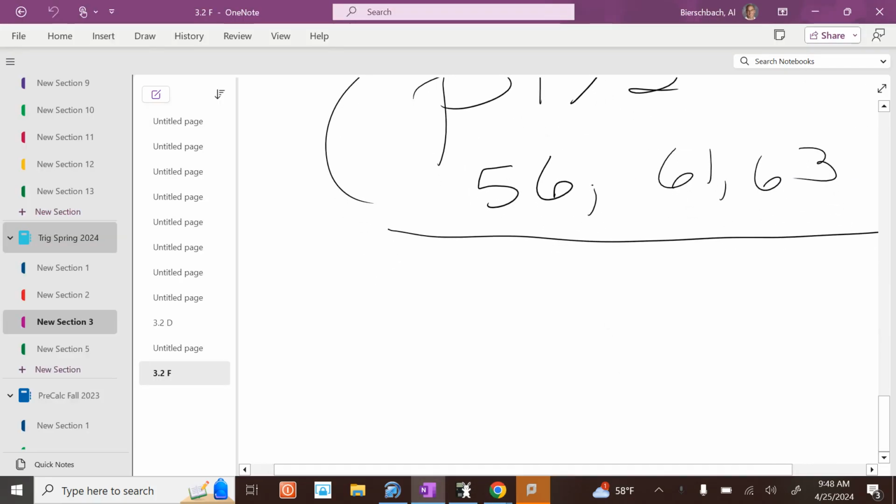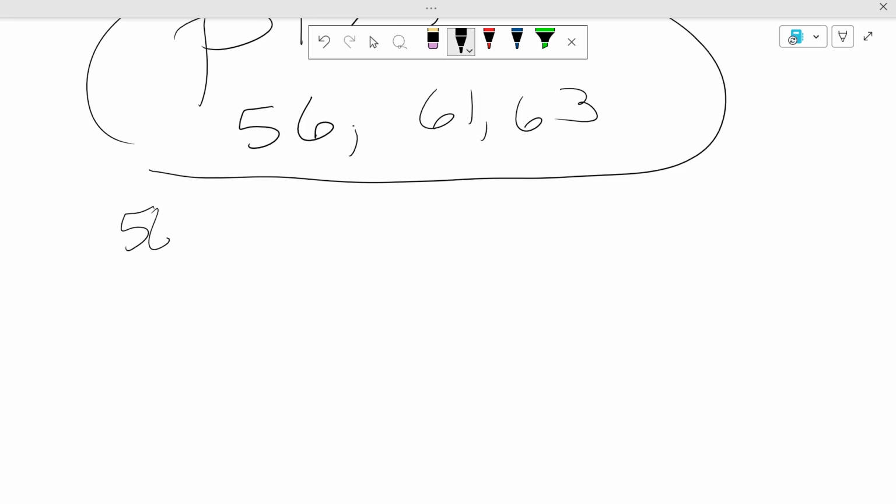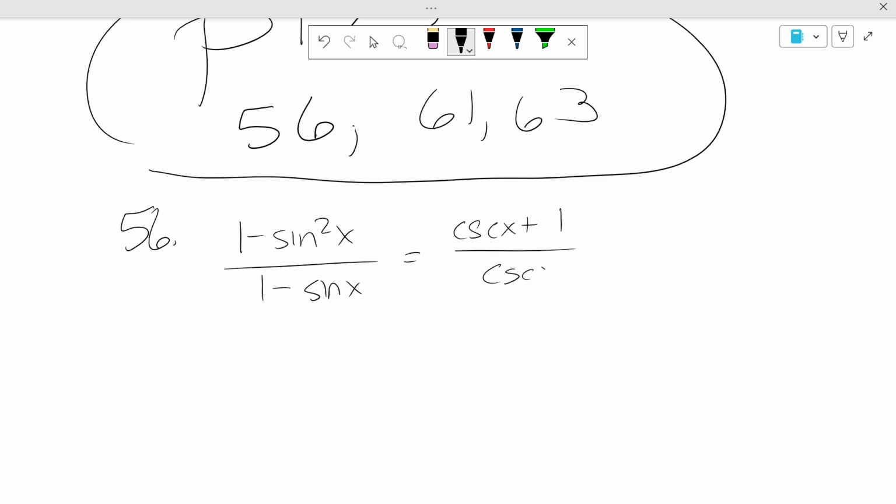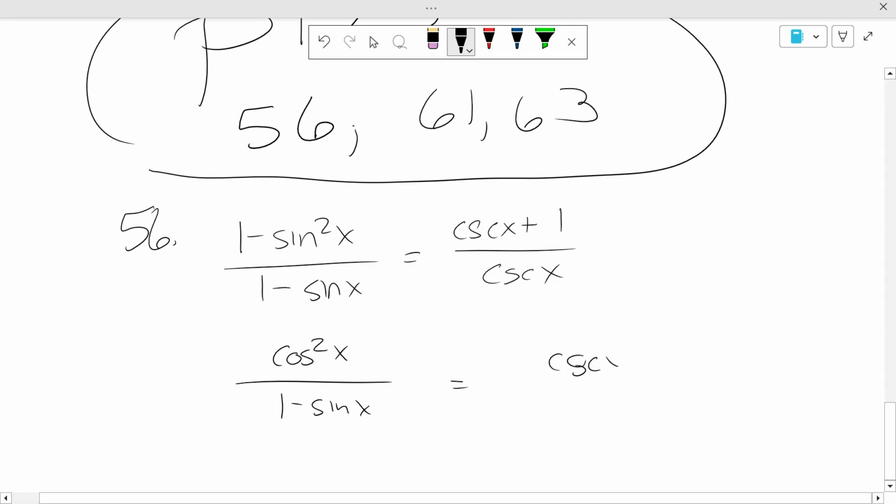All right, so now we had 56, 61, and 63. 56: 1 minus sine squared over 1 minus sine equals cosecant of x plus 1 over cosecant of x. All right, first step, what is 1 minus sine squared equal to, Seth? Cosine squared. So cosine squared of x over 1 minus sine of x equals cosecant of x plus 1 over cosecant of x.